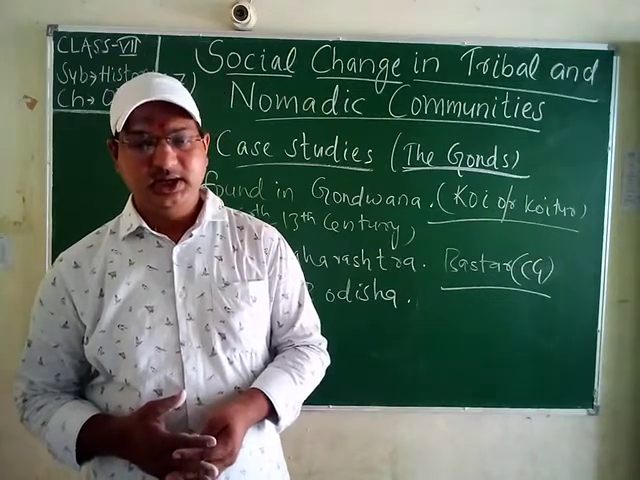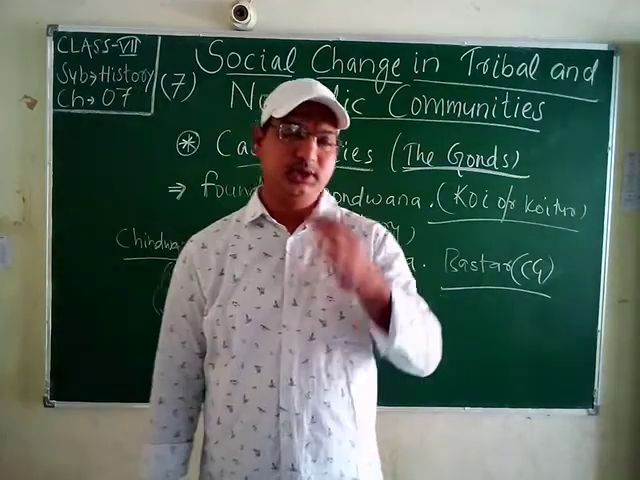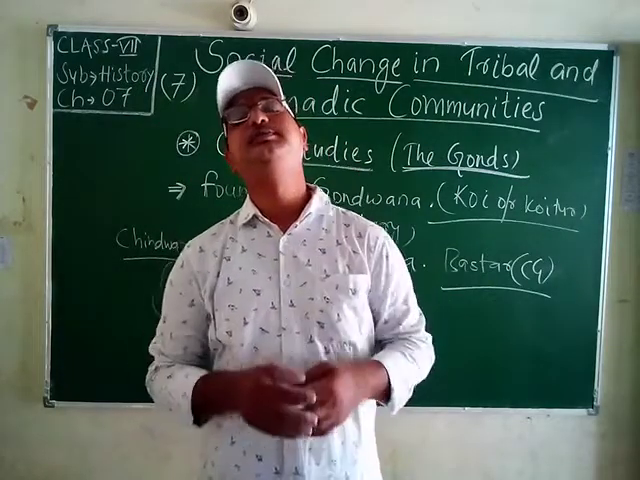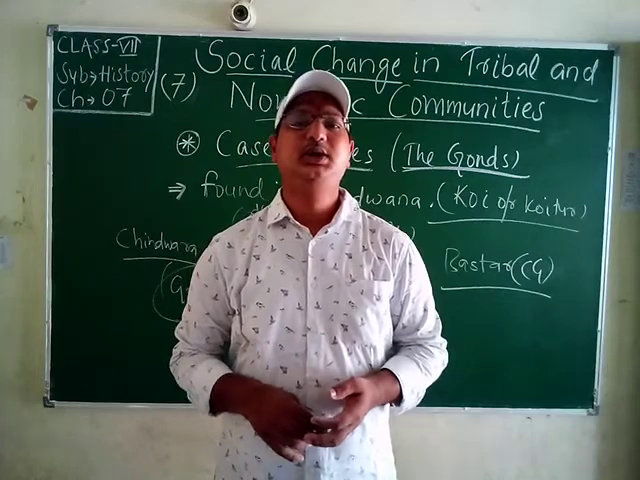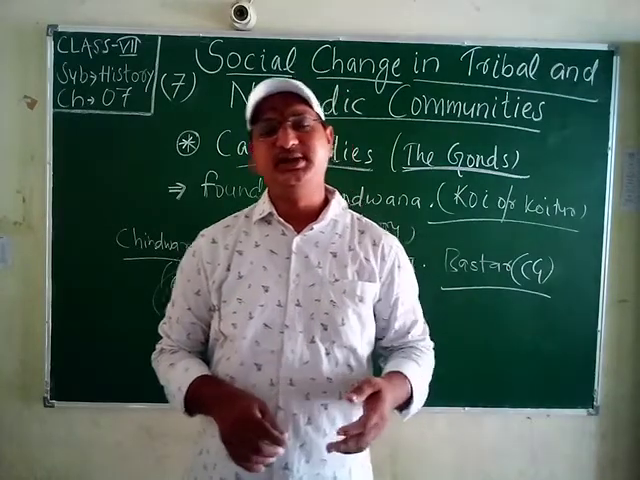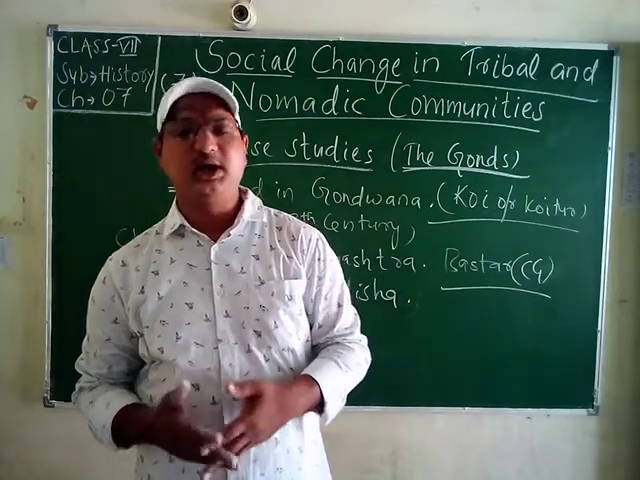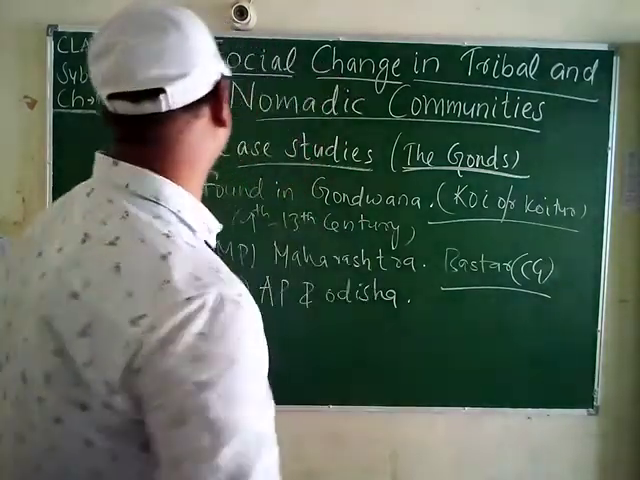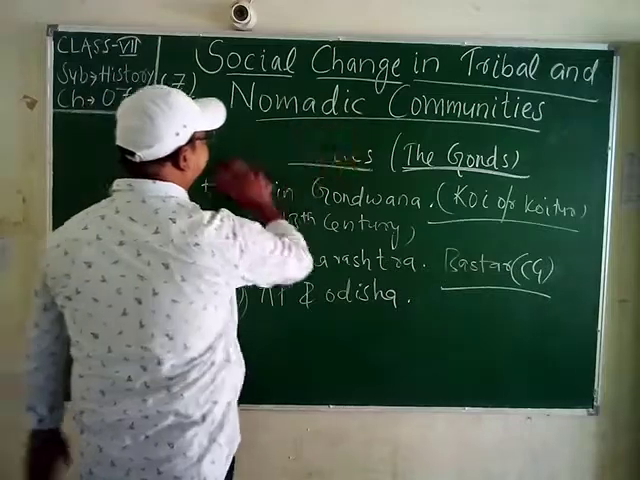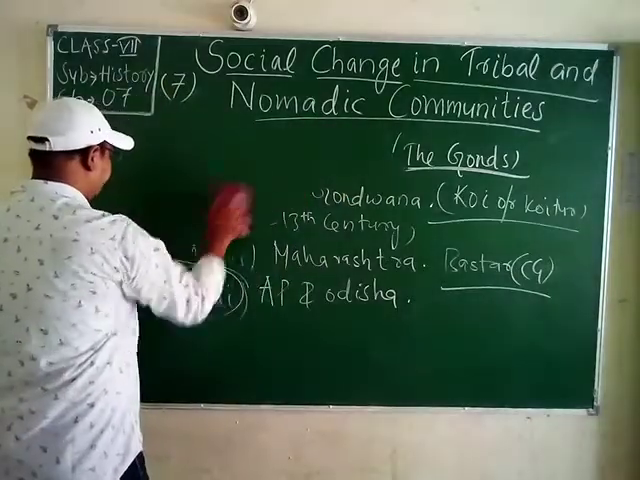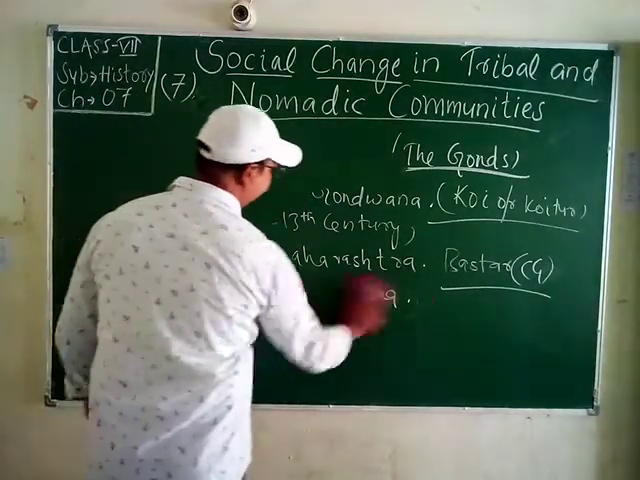Students, in the Akbarnama it is also mentioned. The Akbarnama is a book written by Abul Fazl during the reign of Akbar. In it, it is written that it is the Gond kingdom of Garha Katanga. The names here are sometimes strange, but we have to learn them.